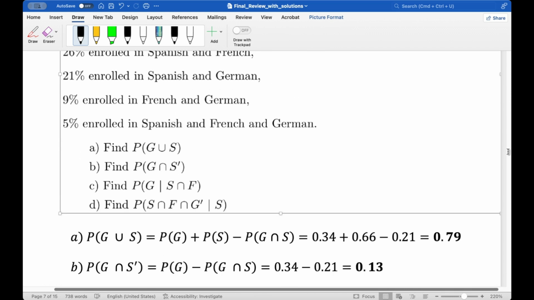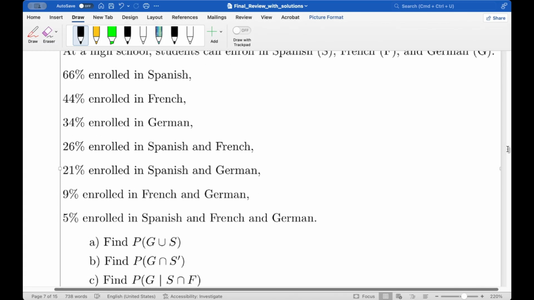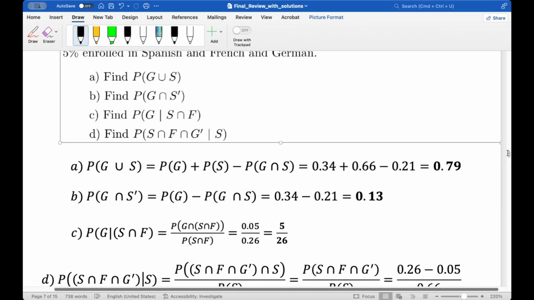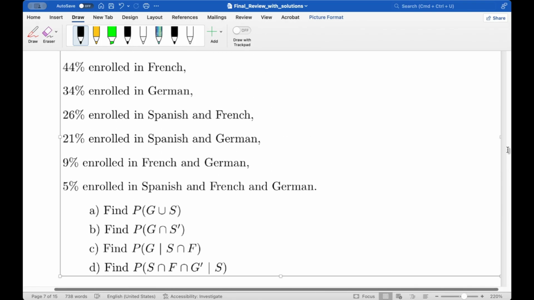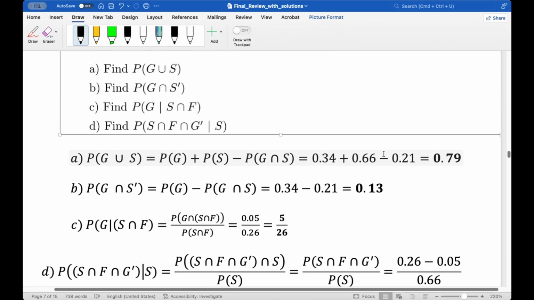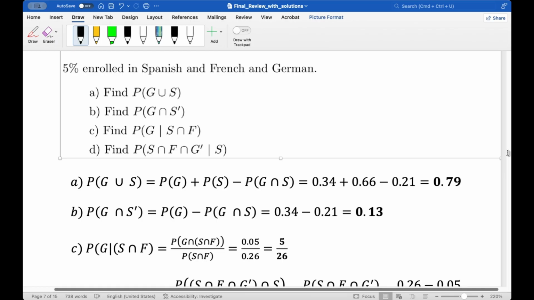All right, probability of German or Spanish. So it's the sum minus the overlap. So German was 34%, Spanish was 66%, minus the overlap, which was 21%. So 34 plus 66 minus 21 is 79%, 0.79. German and not Spanish. So that's the probability of German minus the overlap. So it's 34 minus 21, 13.